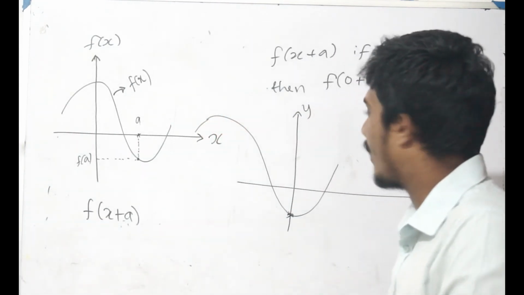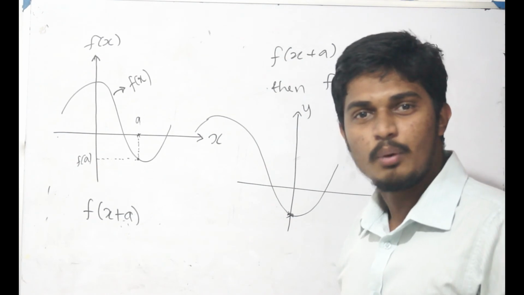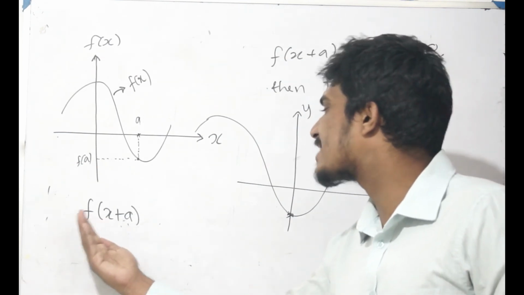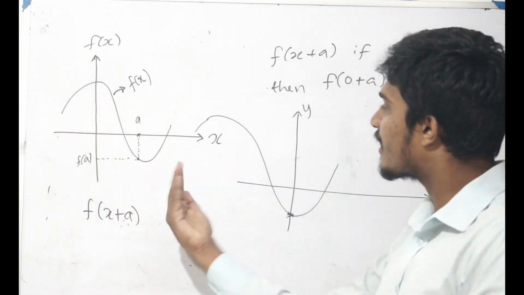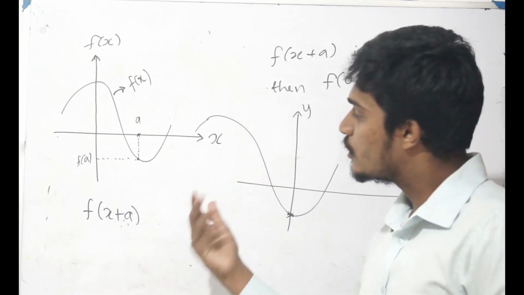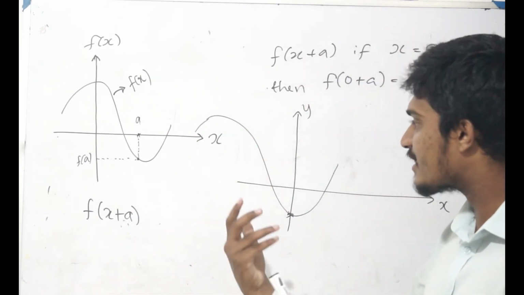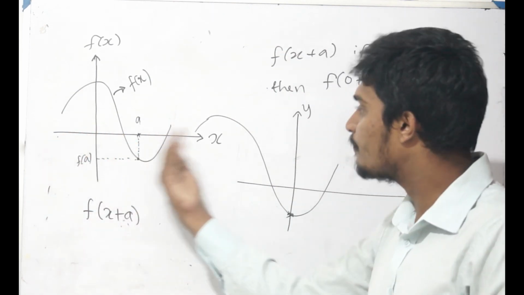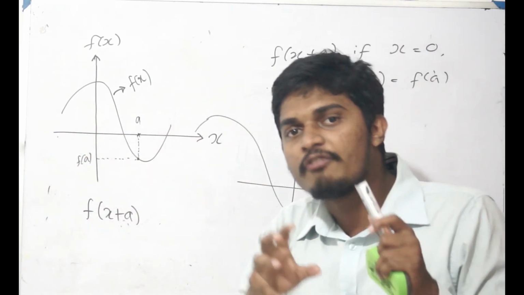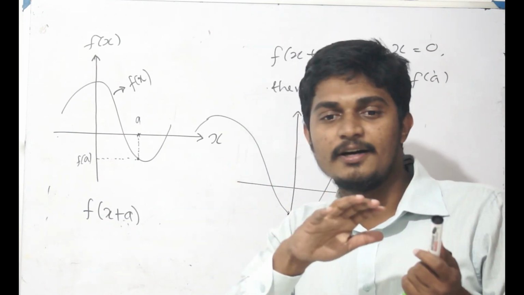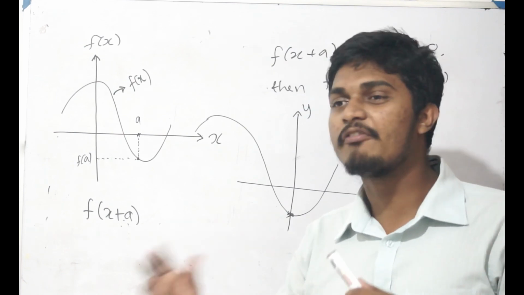Whatever the graph is, it doesn't really matter. If you have f of x plus a, it has a shift towards the left side, right? Similarly, if you have f of x minus a, your graph is going to shift all the way to the right side by a units of a. So that is the meaning of the shifting of a graph, the behavior of f of x plus a.